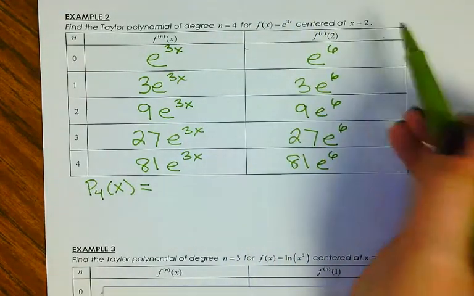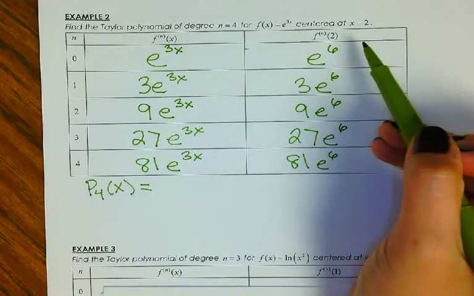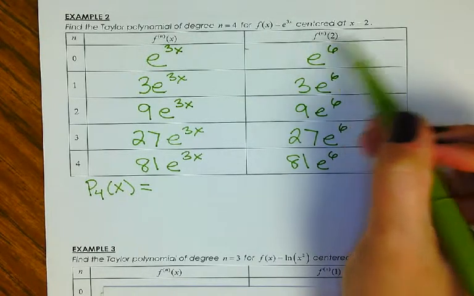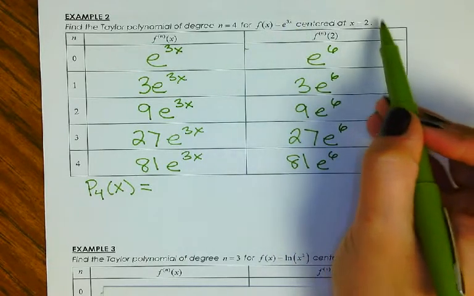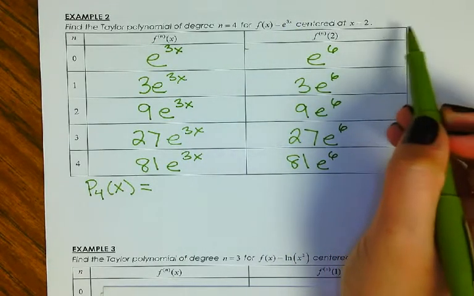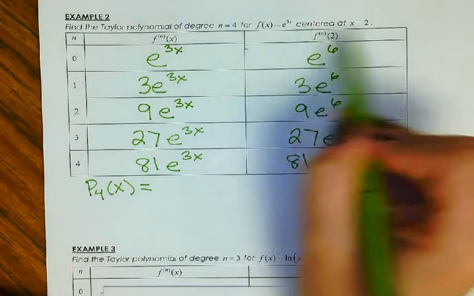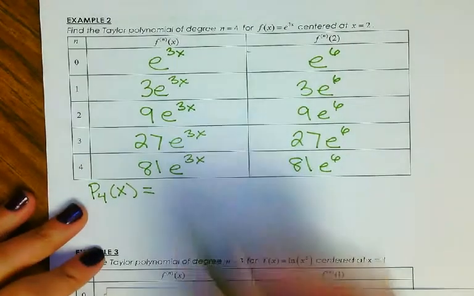I'm trying to model this, and the closer you are to the center, the more accurate the model. So this would be good to estimate e to the 3x at x equals 3 or x equals 4, but it would not be so good at x equals 27. The further from the center you get, the less accurate the approximation.